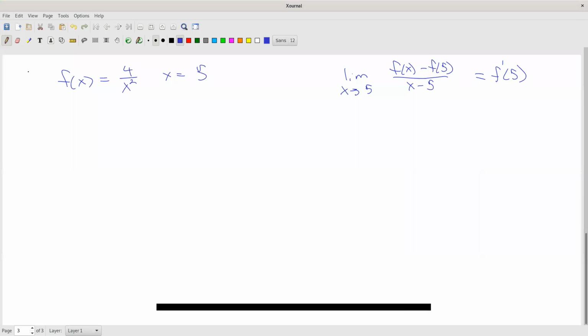All right, so what can we do with this one? This one is, I think, number 5 in the homework. And we're going to use the alternate definition here. And I need to calculate what is f of 5, which is 4 over 5 squared, or 4/25.